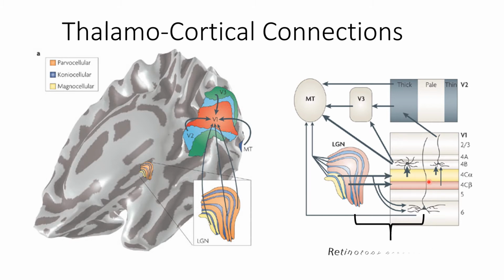As we mentioned, the topographic organization of the retina is preserved in the input of the lateral geniculate nucleus. Well, this is true in V1 as well. Retinotopy is preserved.